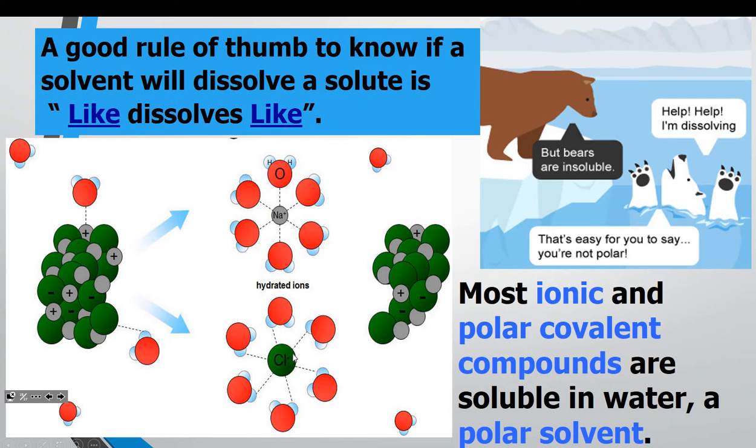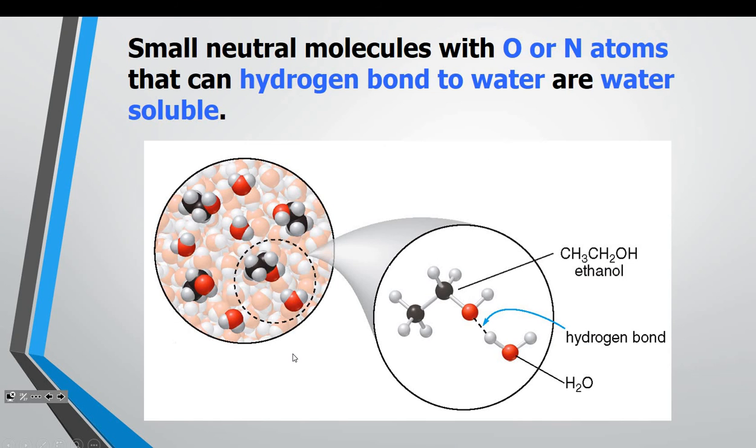So we have a polar bear there drowning in water. Polar is getting dissolved. The brown bear is insoluble in water, okay, because it's representing the covalently bound. So like dissolves like. Polar or ionic will dissolve in water because it's polar. Okay? Then we look at the next one here.